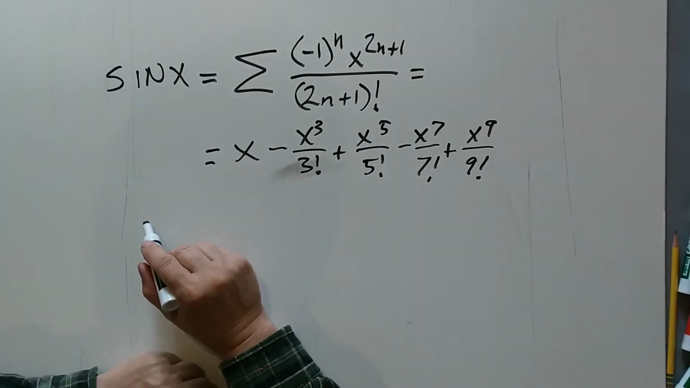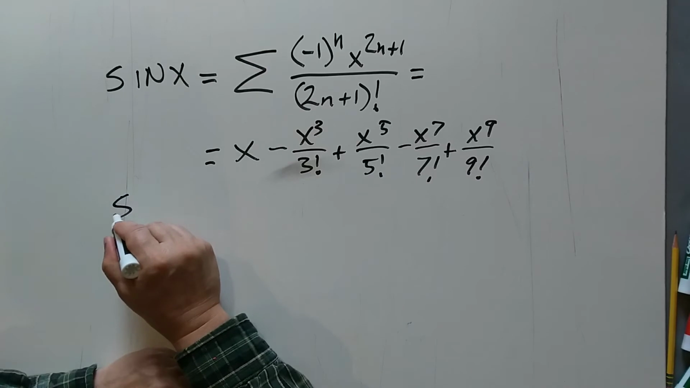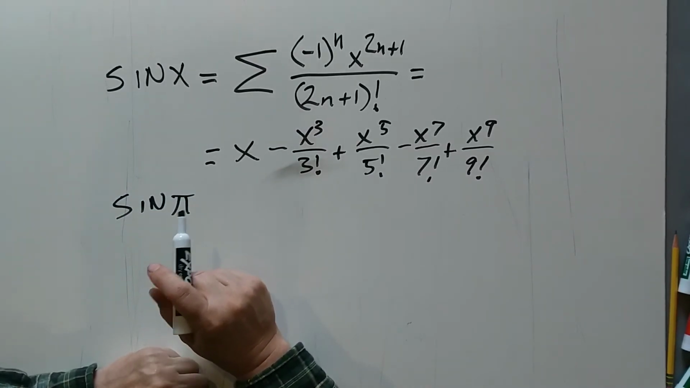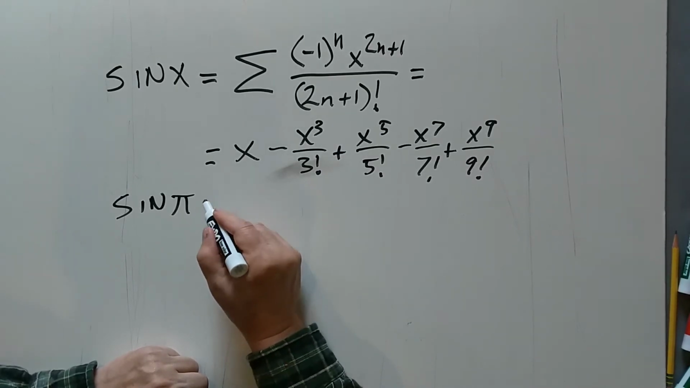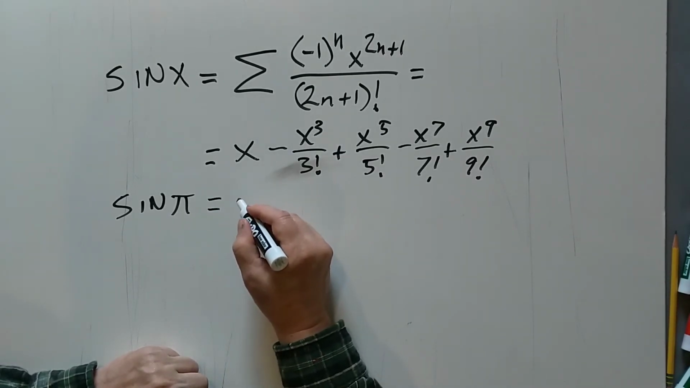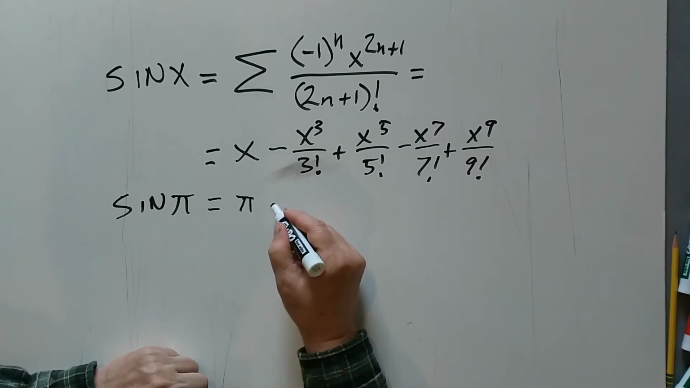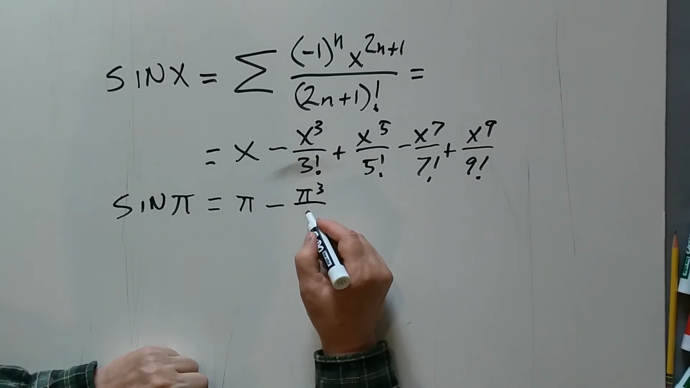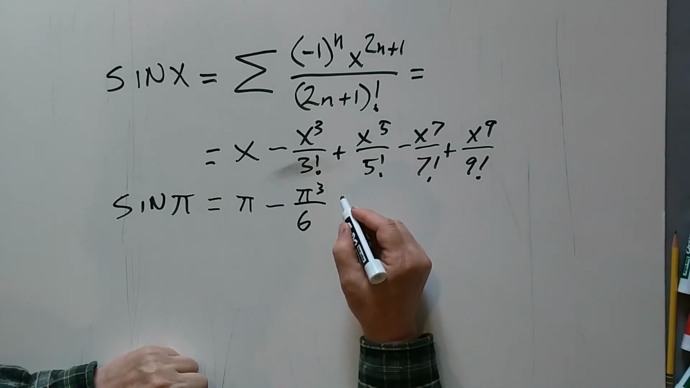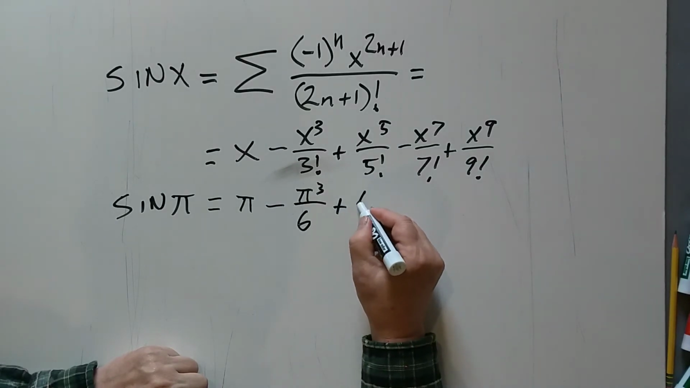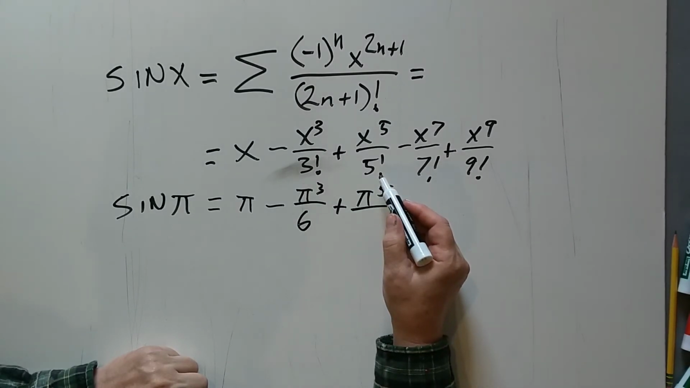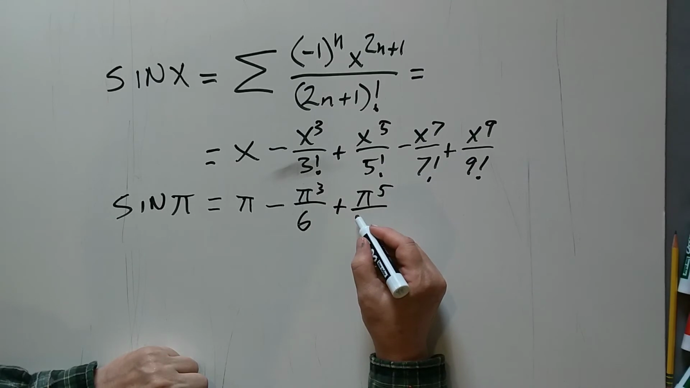So we want to calculate the sine of pi. Well, we know the sine of pi is 0, but let's just see if this formula will get us in that direction. So this would be pi minus pi cubed over 3 factorial, 1 times 2 times 3, that's 6, plus pi to the 5th power over 5 factorial, 1 times 2 times 3 times 4 times 5 is 120.